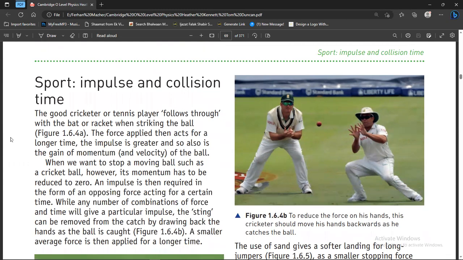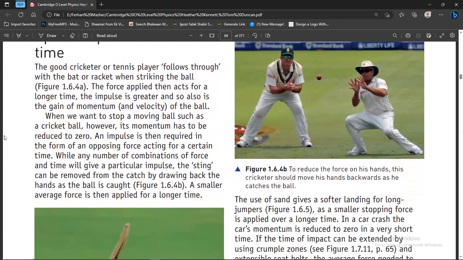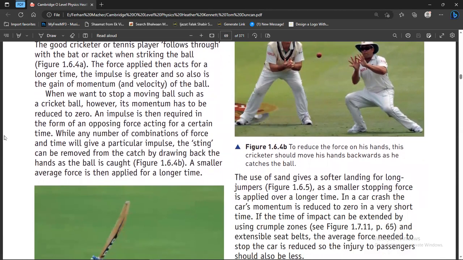A good cricketer or tennis player follows through with the bat or racket when striking the ball. Figure 1.6.4a. The force applied then acts for a longer time, the impulse is greater, and so also is the gain of the momentum and velocity of the ball.